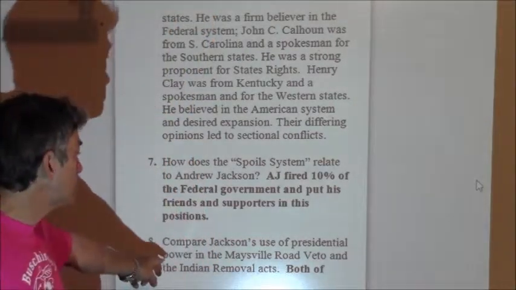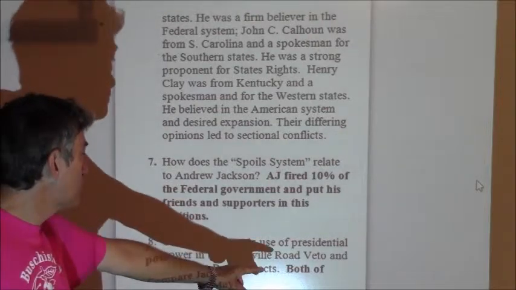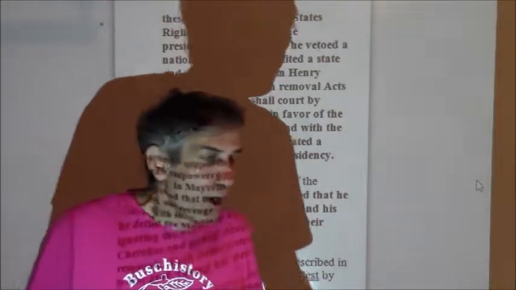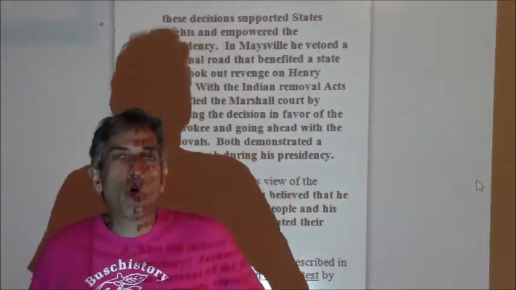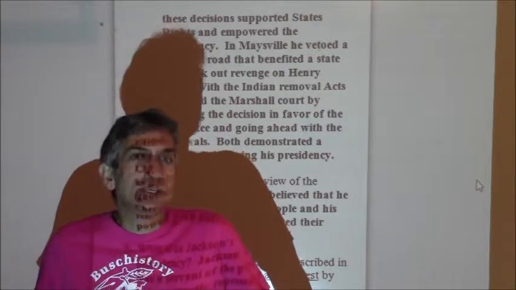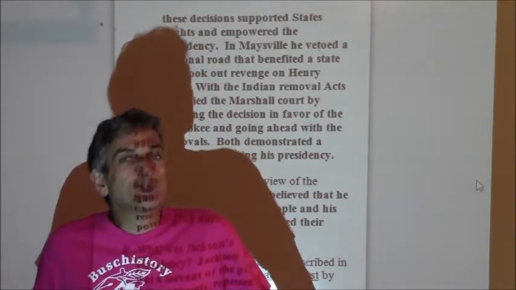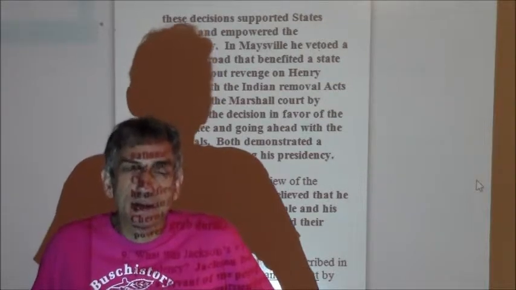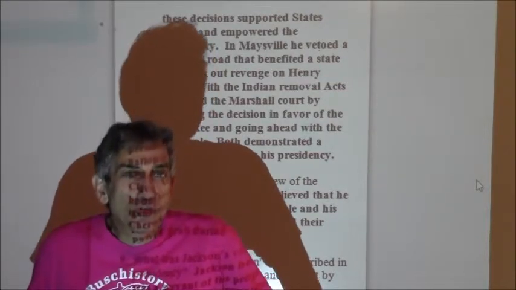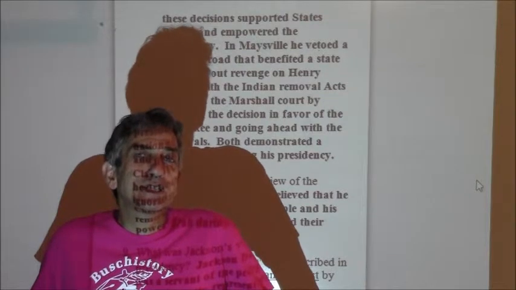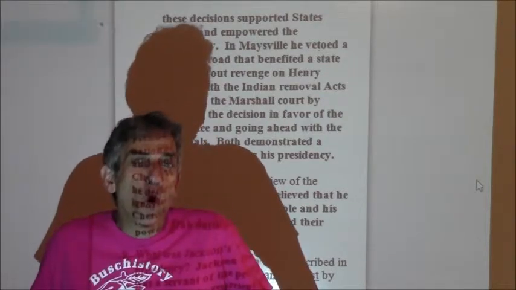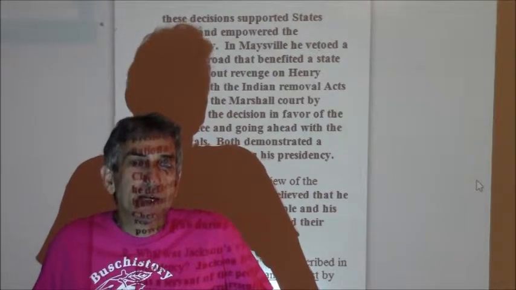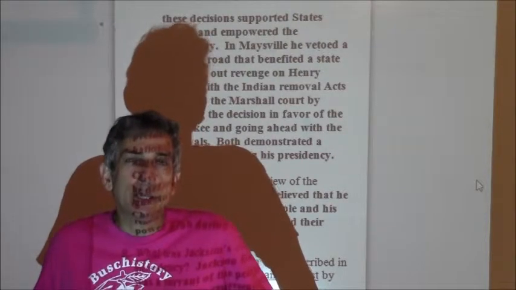Compare Andrew Jackson's use of presidential power in the Maysville Road veto and the Indian Removal Acts. Both of those decisions showed a strong amount of power in the executive office. In Maysville Road, Jackson turned around and said, I'm going to veto this because I can. Because this is a states' rights thing. Because this is for Kentucky. So he's going to say he's pro-Kentucky and anti-federal interference in Kentucky, but he's really anti-Henry Clay.